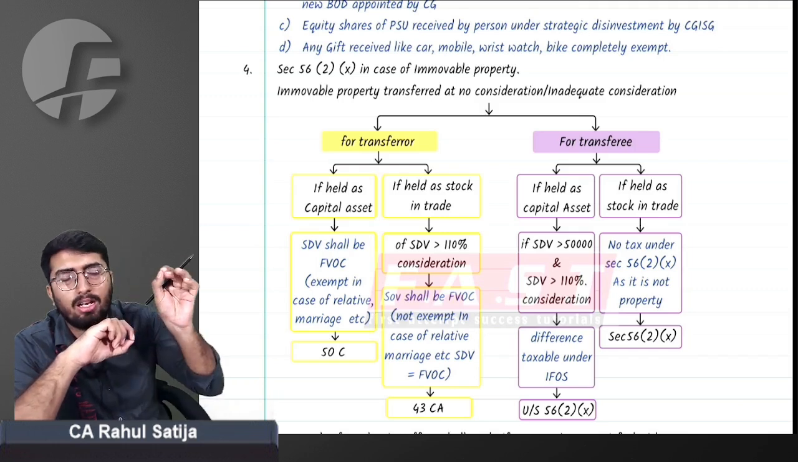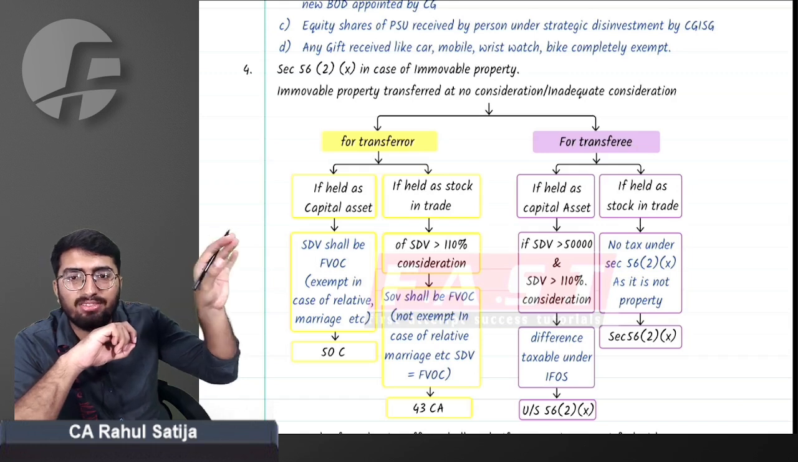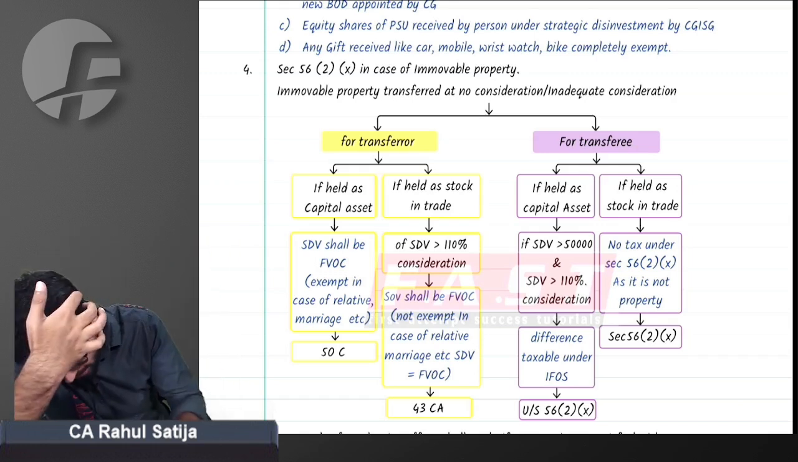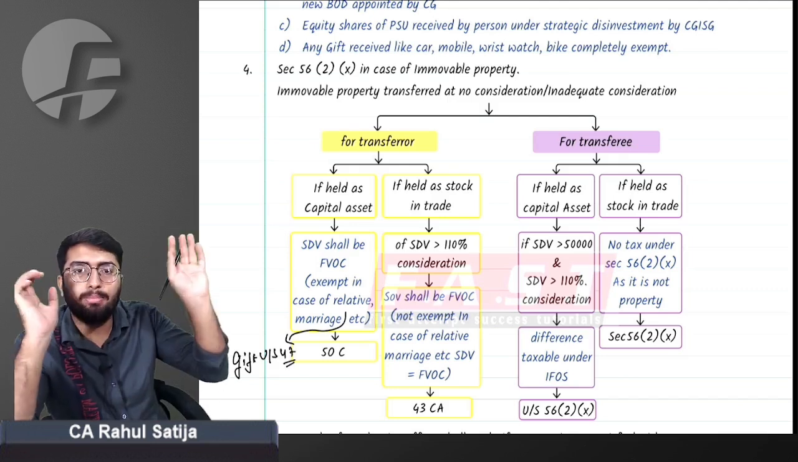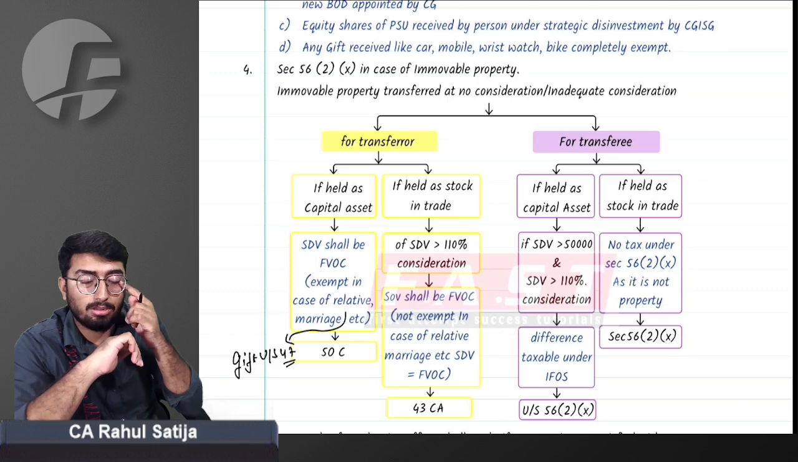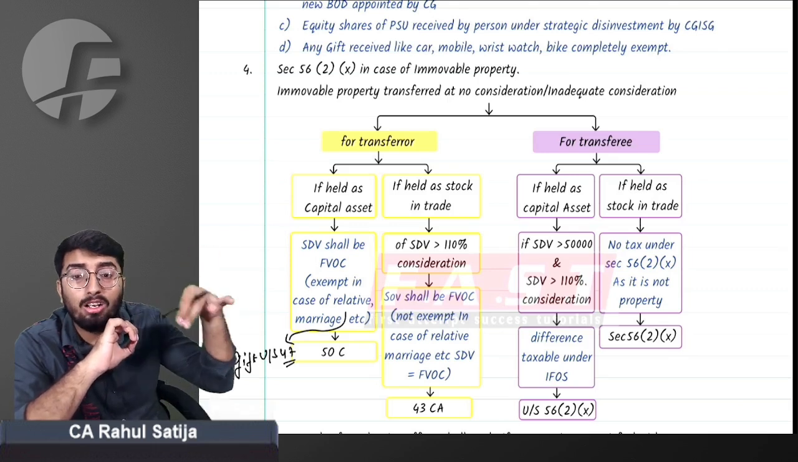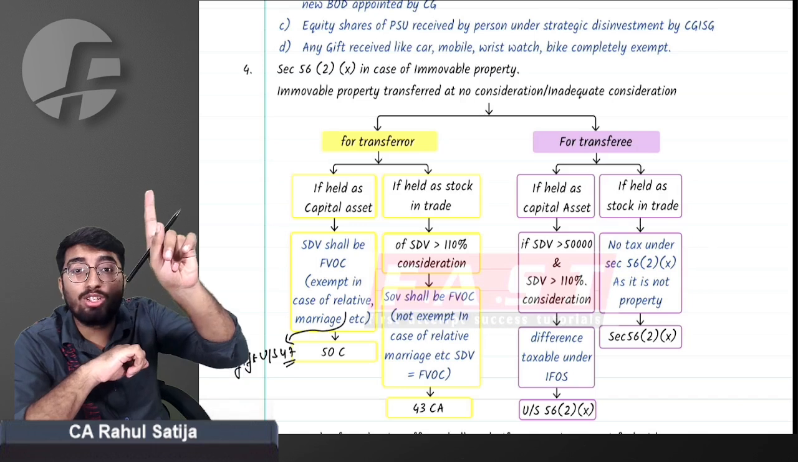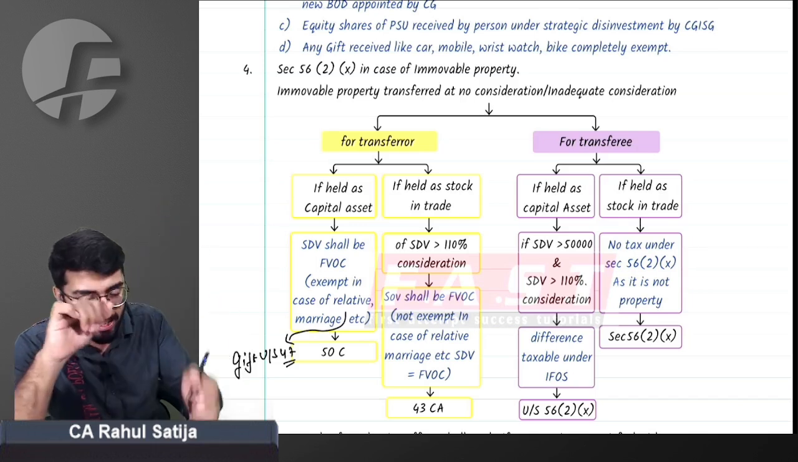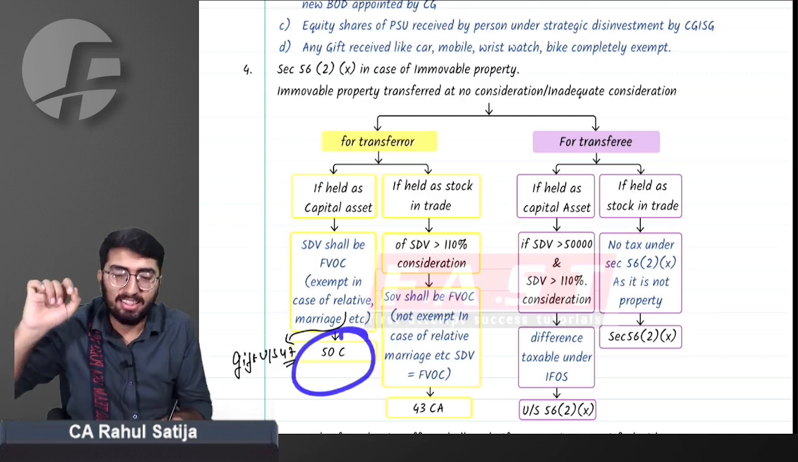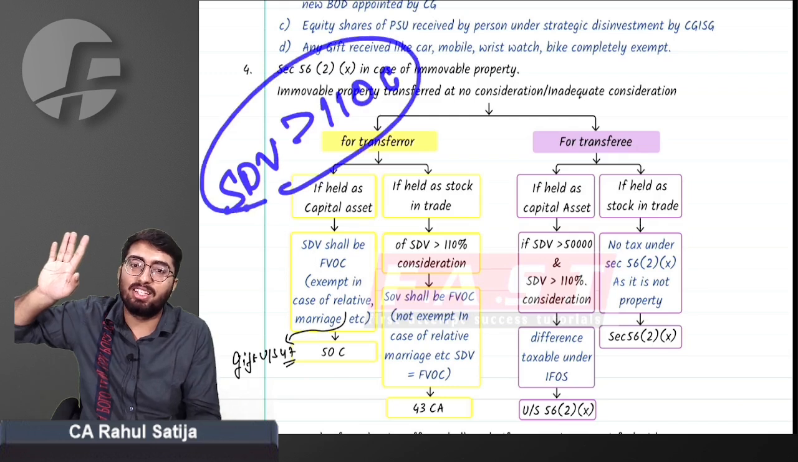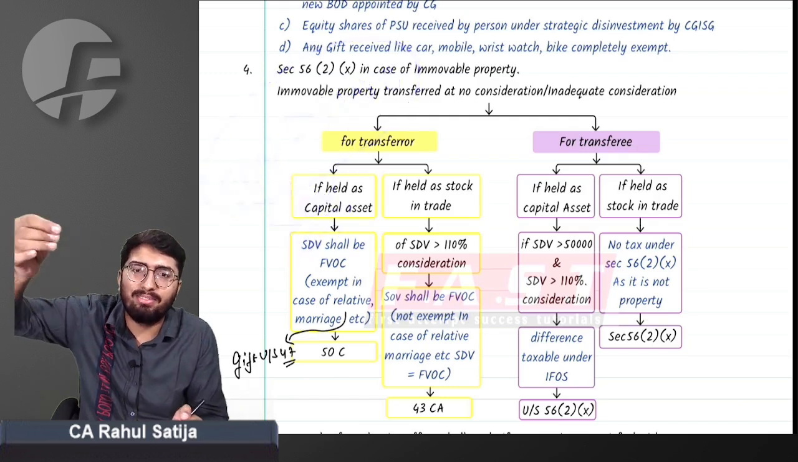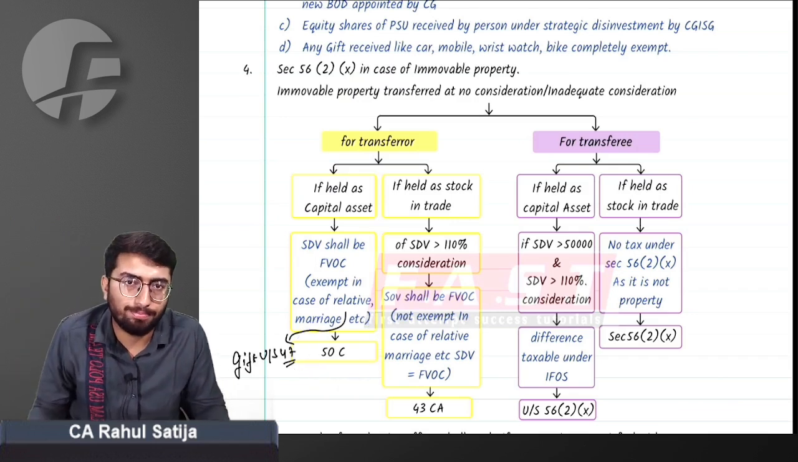If I am giving Shraddha this property as a gift for no consideration, under section 47 it will be completely exempt. But if I am giving this property to Shraddha at a lower consideration, then one provision will wake up: Section 50C, which states that if any asset is transferred and SDV is greater than 110% of consideration, then SDV will be treated as consideration. So capital gain will arise in my hands under section 50C.